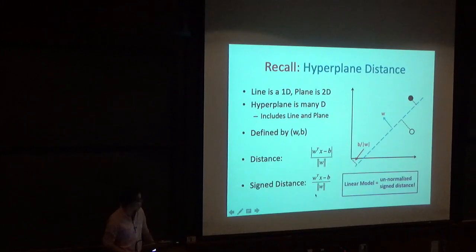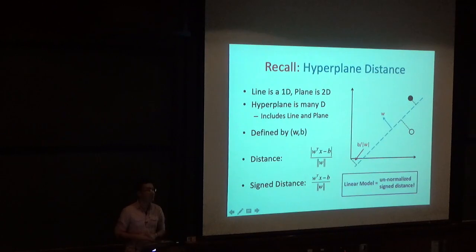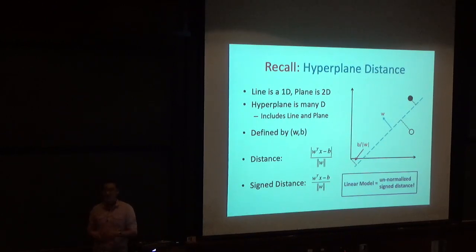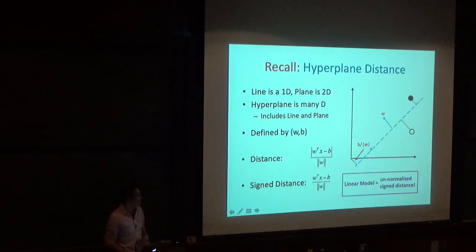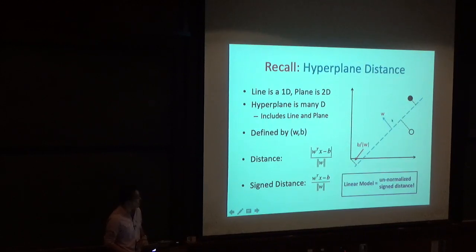And a linear model's score, which is basically this without dividing by the norm of W, you could think of as the unnormalized signed distance from a point to the hyperplane. So if you think about it geometrically, we have this line that separates positive and negative examples. The normal vector to this line is our weight vector, which may not be normalized. And how far this line is from touching the origin is determined by the bias term. So this is a more geometric interpretation of what linear models are doing.